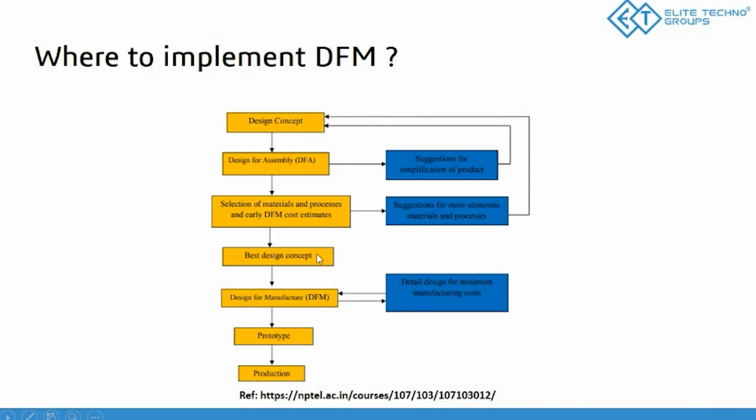From this best design concept, we apply design for manufacturing. Over here also there was a DFM consideration, but it was not very rigidly applied. Here we apply it very aggressively, we look at the design details, and we try to minimize the manufacturing cost by applying this DFM consideration. Even here we have some iteration, but the iteration is within this step itself.